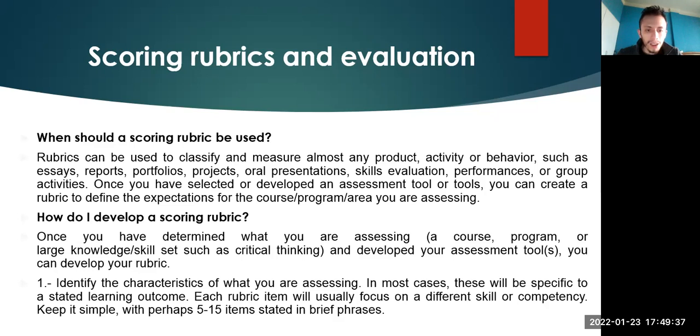How do I develop a scoring rubric? Once you have determined what you are assessing, a course program or large knowledge skill set such as critical thinking, and develop your assessment tools, you can develop your rubric. First, identify the characteristics of what you are assessing. In most cases, this will be specific to a stated learning outcome. Each rubric item will usually focus on a different skill or competency. Keep it simple with perhaps 5 to 15 items stated in brief phrases.